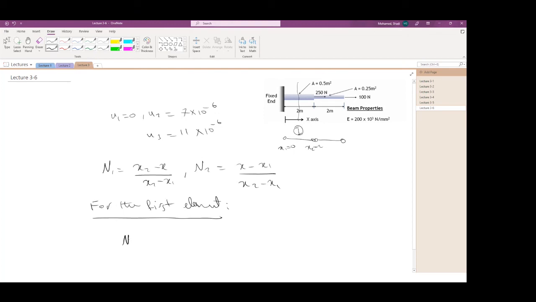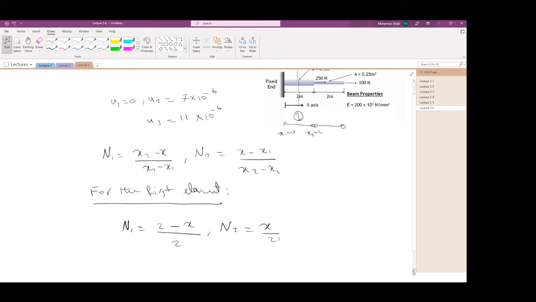We have N1 as (x2 minus x) divided by (x2 minus x1), where x1 is 0, so it is going to be divided by 2. And N2 is going to be (x minus 0) divided by (x2 minus x1), where x1 is 0 and x2 minus x1 is 2.